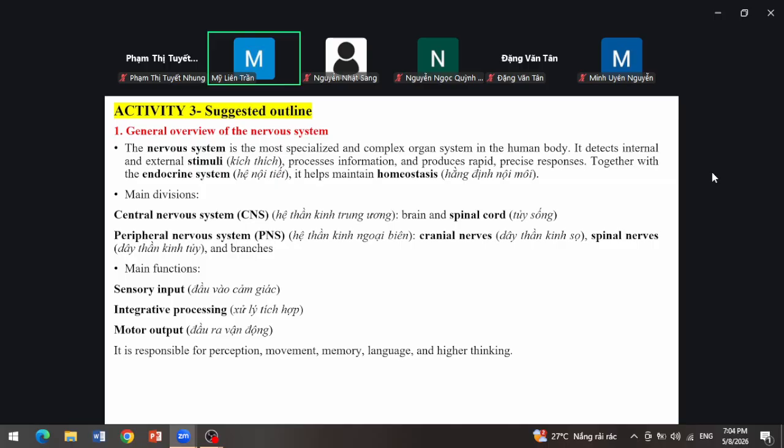Some main functions of the nervous system are sensory input, integrative processing, or processing information, and motor output, which produces responses, movements or actions.